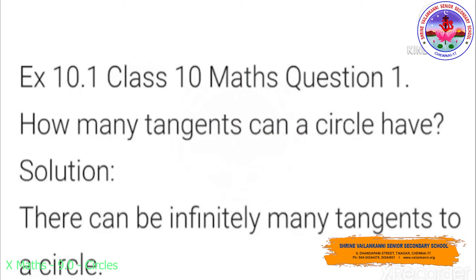Exercise 10.1, question number 1. How many tangents can a circle have? By the definition, we know that a tangent is a line that intersects a circle at one point. Since a circle has an infinite number of points, for each and every point a tangent can be drawn. So there can be infinitely many tangents drawn to a circle.